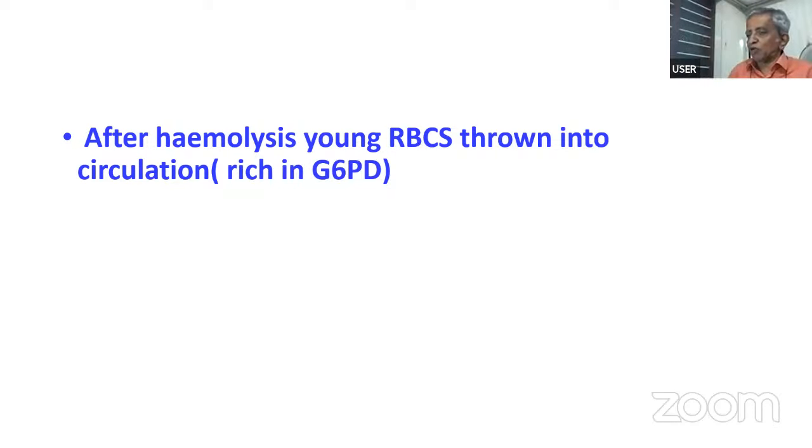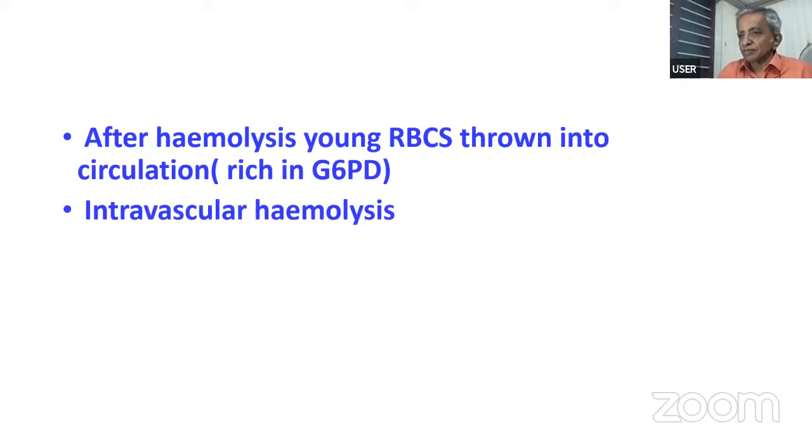Therefore, if today you have hemolysis, do the test after 1 month or 2 months or 3 months. Wait several weeks, then do the test. Otherwise, you will miss a diagnosis of G6PD deficiency. This is very, very important. The reticulocytes will be thrown out. They are super rich in G6PD. Therefore, don't do the test immediately after hemolysis. Wait for several weeks and only then do it.